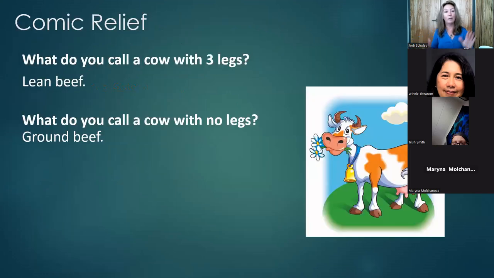All right, quick comic relief. What do you call a cow with 3 legs? Lean beef. What do you call a cow with no legs? Ground beef. Again, when I was a kid, we did all of these. You know, what do you call people with no legs? Which was probably now inappropriate. But what do you call a cow with 3 legs? Lean beef. What do you call a cow with no legs? Ground beef, because they're on the ground.